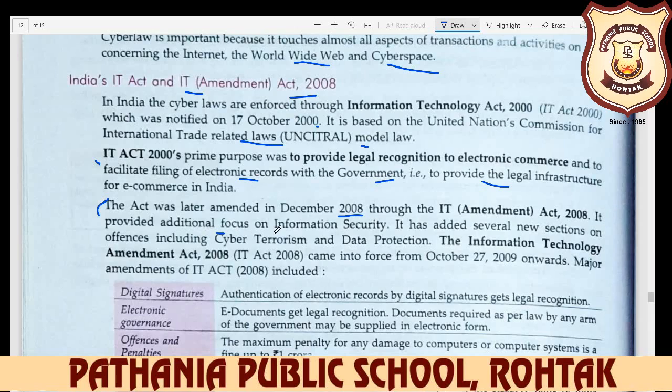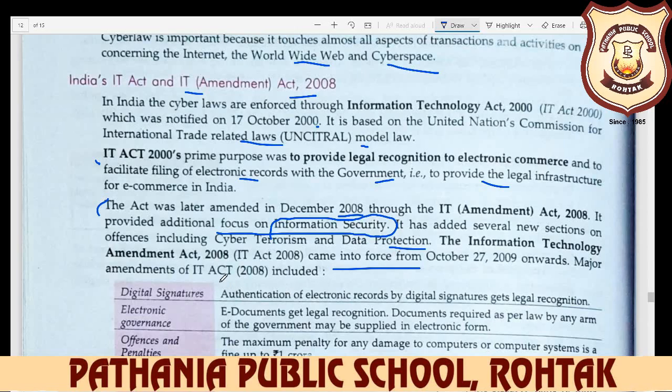It provides additional focus on information security. So here the main important part is information security. In the amendment to the IT Act, the main focus is on information security. It has added several new sections on offenses, including cyber terrorism and data protection. The amended Information Technology Act came into force from October 27, 2009 onward.